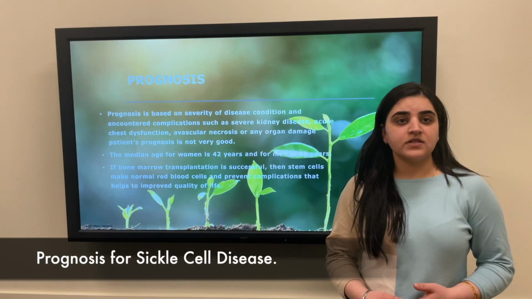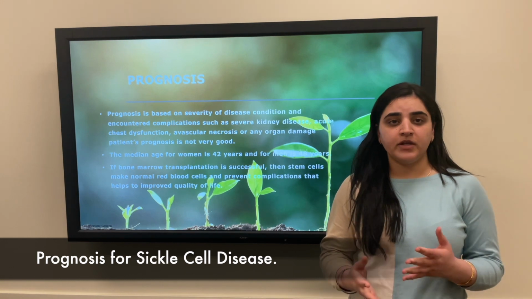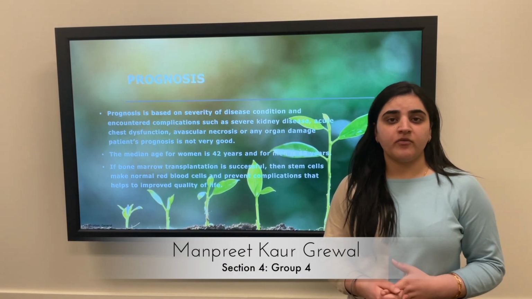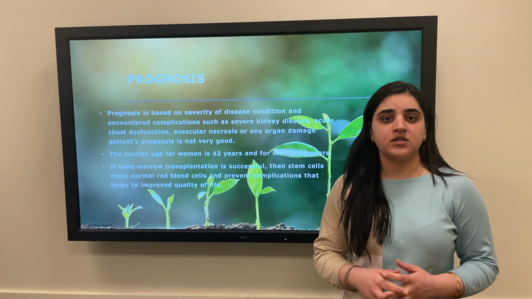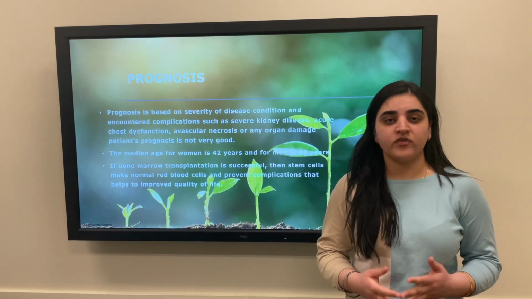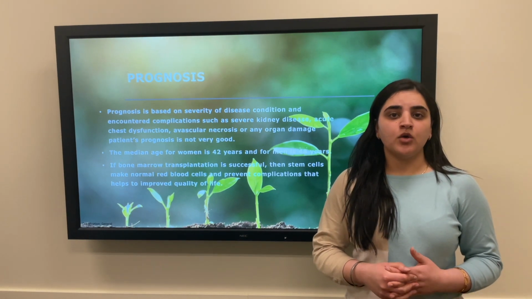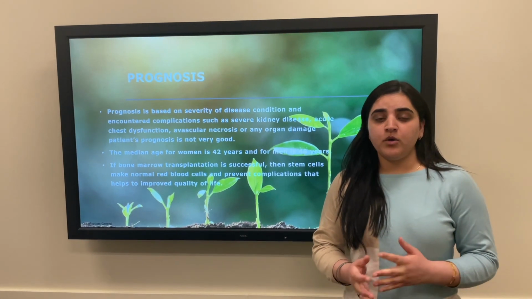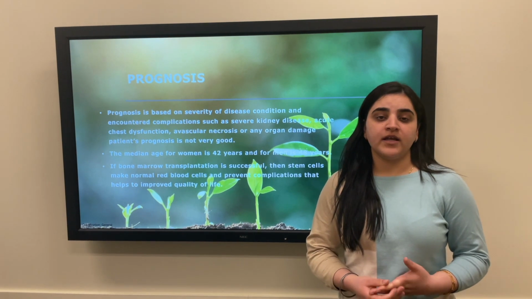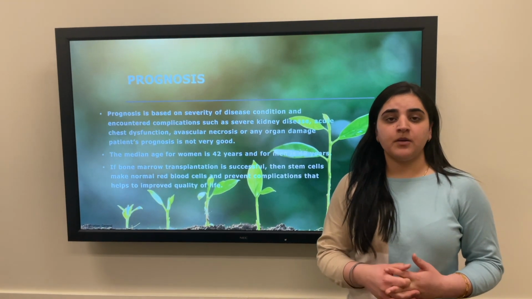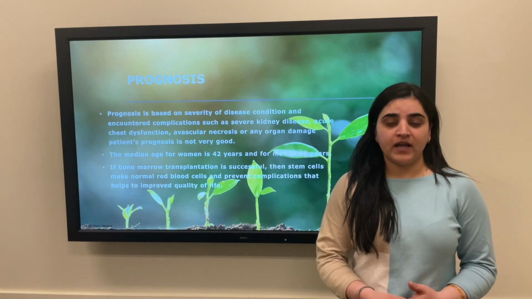So the prognosis for sickle cell disease varies between the genders. For females, it is 42 years, and for men, it is 48 years. It depends on the severity of conditions. For example, a patient may have complications in the respiratory system or kidney issues. If the bone marrow transplantation is successful, then the stem cells can make normal red blood cells that can help the patient to live a good quality of life and a normal life.